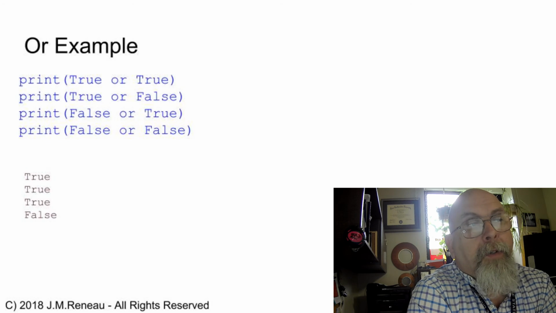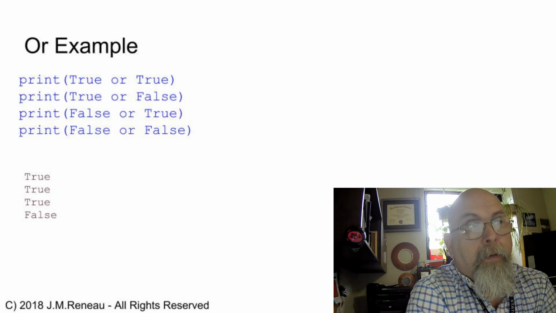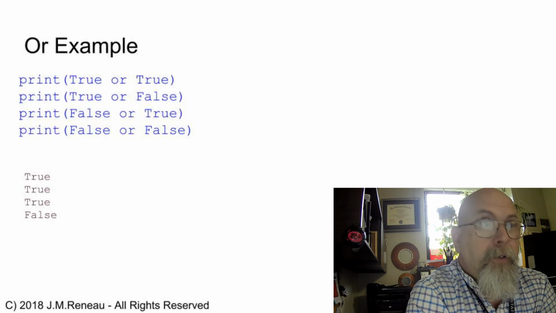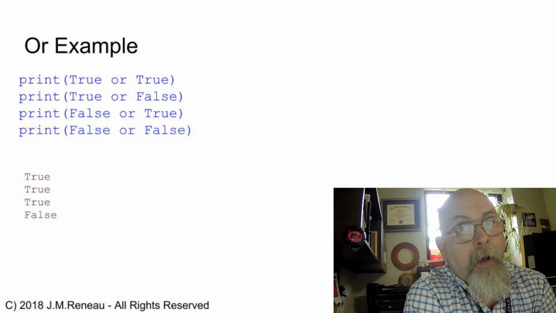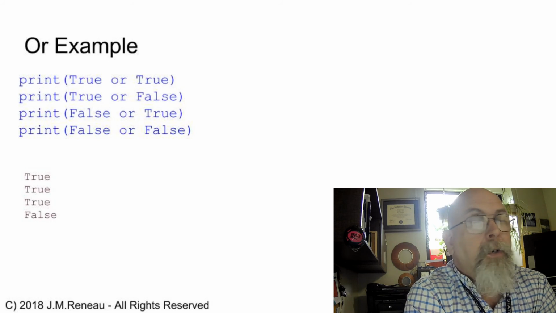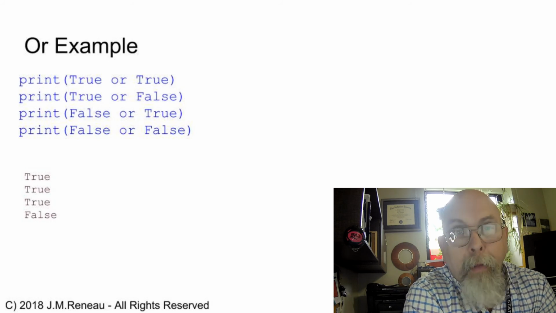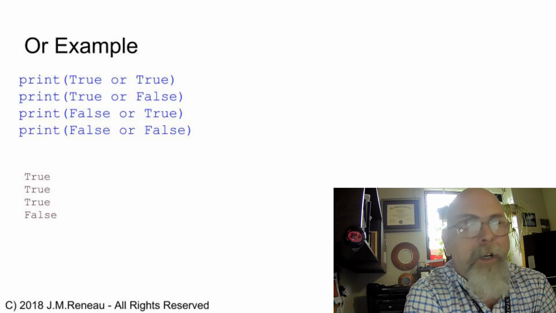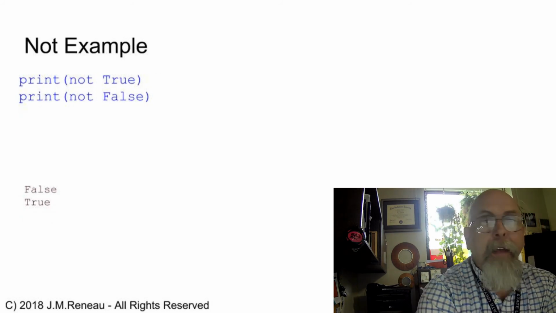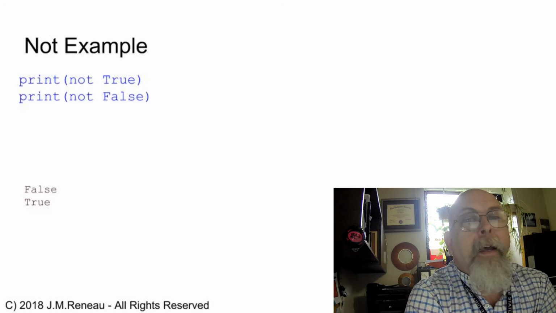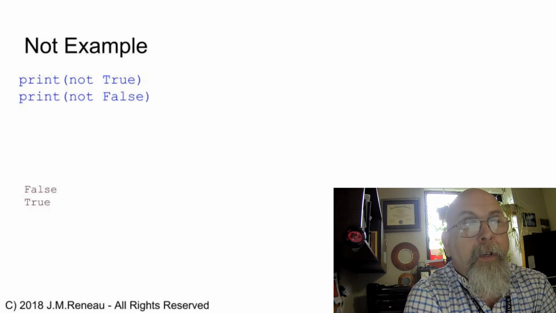This slide shows the OR operator. True or true is true. True or false is true. False or true is true, and false or false is false. So you can see Boolean addition at work here. The next slide is the not operator, and you can see that not true is false, and not false is true.